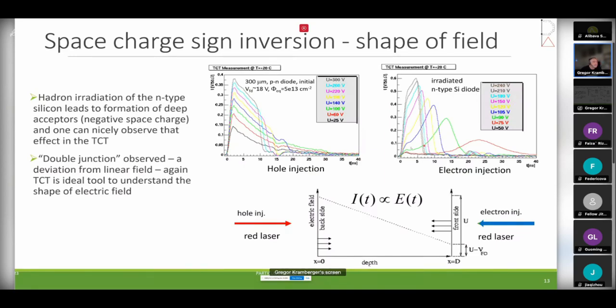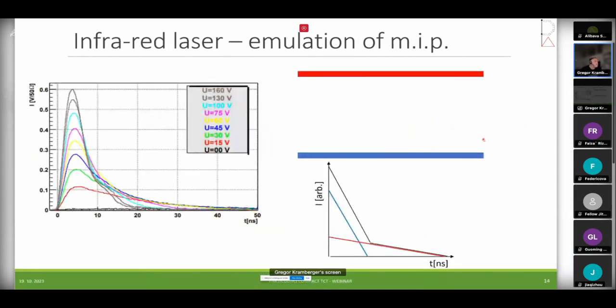So again, now we introduce the electrons in low field and they go to high field. What was heavily studied some 20 years ago was this so-called double junction, where you see slightly higher field here, and then you have a minimum in the field, and then you have again the rise in the field. So all these can be relatively easily seen in such a system.